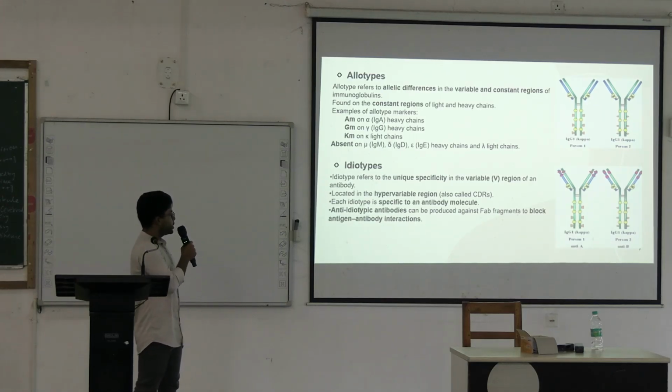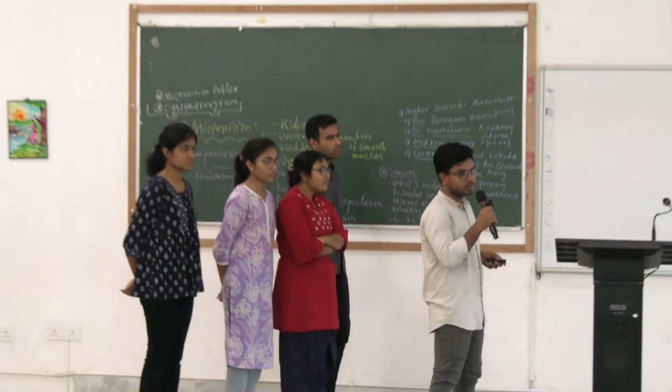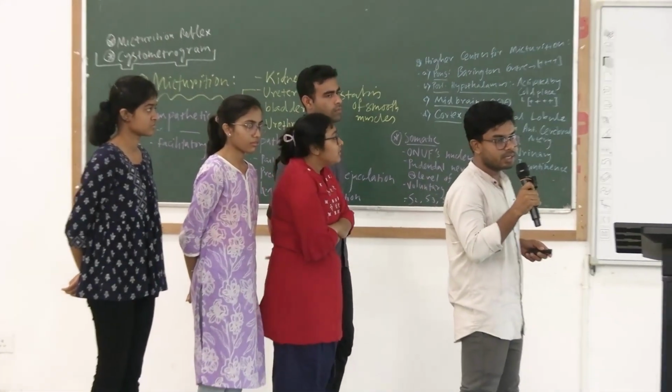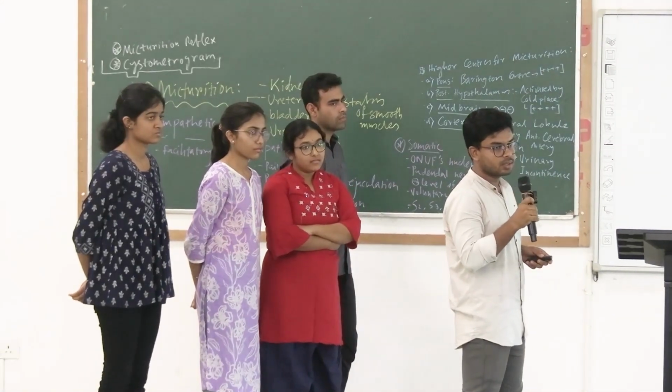Idiotype refers to the unique specificity in the variable region of an antibody located in the hypervariable region, also called CDRs. Each idiotype is specific to an antibody molecule. Anti-idiotypic antibodies can be produced against the FAB fragment to block antigen-antibody interactions. CDRs: complementarity determining regions.